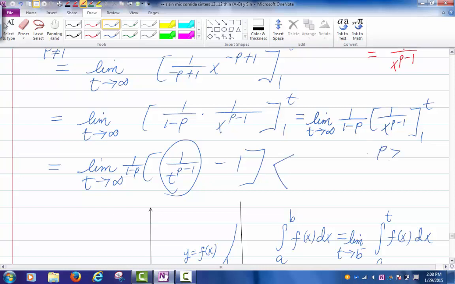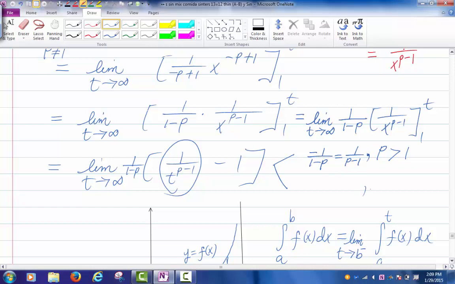One case is when p is larger than 1. In that case, what's the limit of 1 over t to the p minus 1 when p is known to be larger than 1, like p is 2? The limit would be 0 for that term. If p is bigger than 1, this is a positive exponent, so in the denominator you have a positive power of t. As t goes to infinity, the denominator becomes large, so the limit is 0. You're left with negative 1 inside and 1 over 1 minus p outside, so you get negative 1 over 1 minus p, which is the same as 1 over p minus 1.